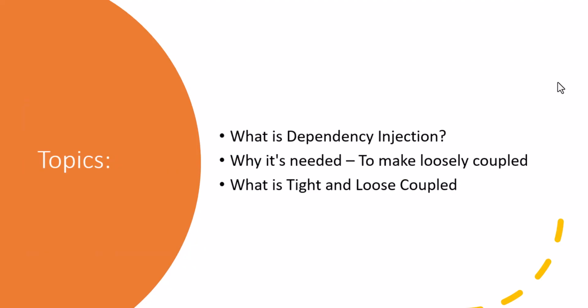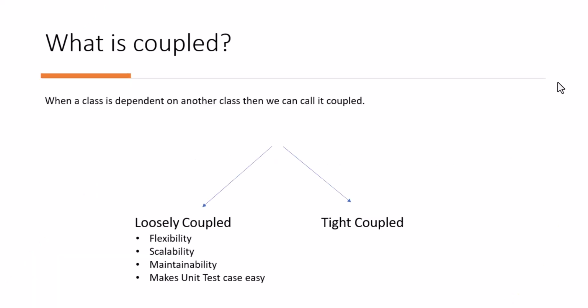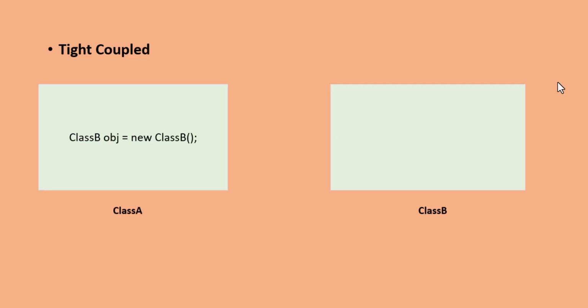Now here in this video we can understand what is dependency injection, why it's needed, and what is loose and tight coupled. So what is coupled first? When a class is dependent on another class, then we can call it coupled. There are two types of coupling: loose couple and tight couple. First we'll understand what is tight couple.